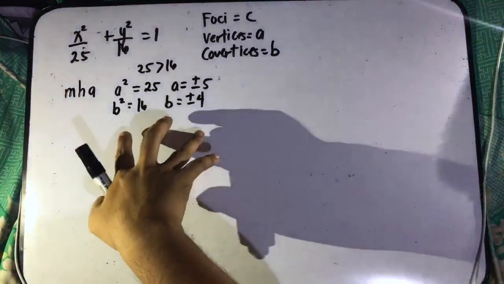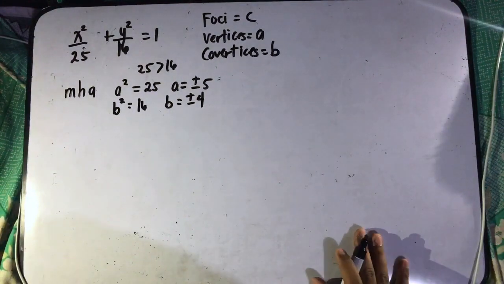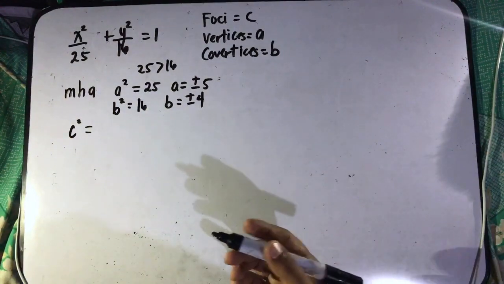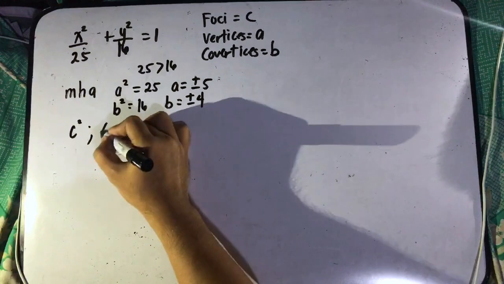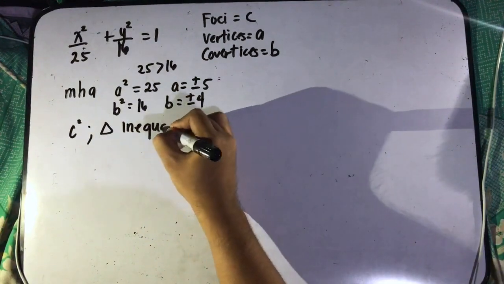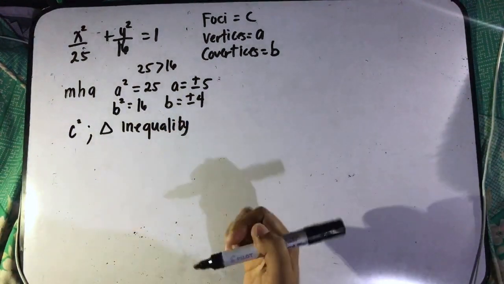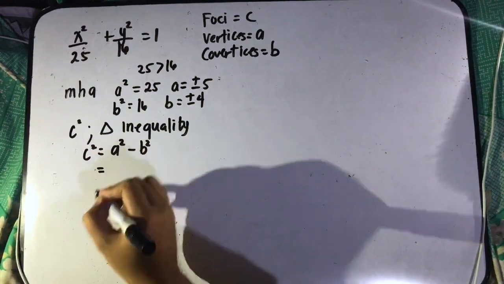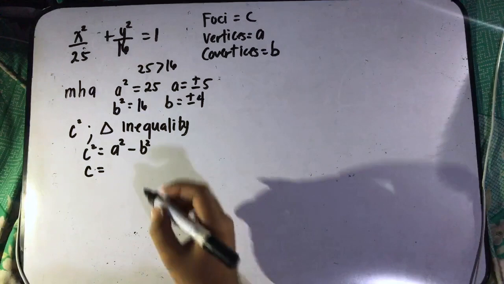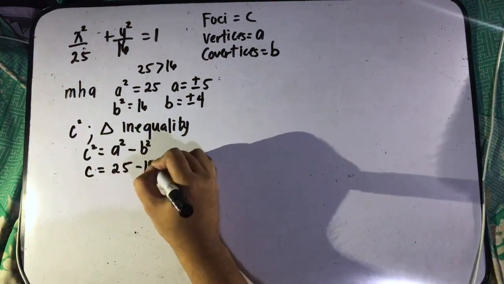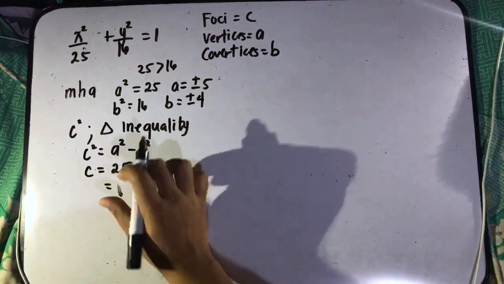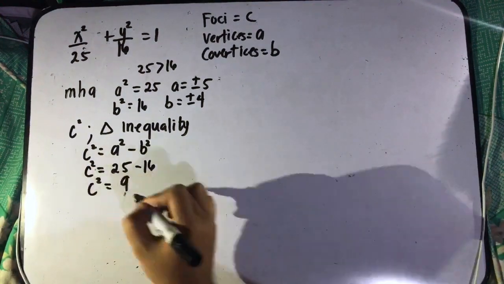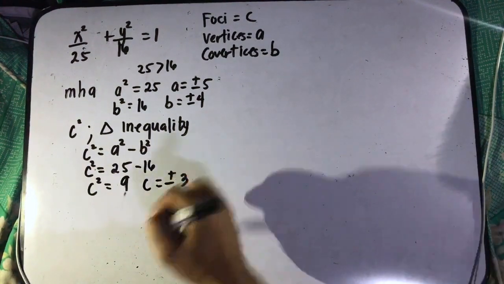Okay. So, if this is the case, we need to get c squared. So, how do we get c squared? In getting the c squared, we will be having the triangle inequality for ellipse. That c squared is equal to a squared minus b squared. Therefore, c squared is equal to 25 minus 16. And 25 minus 16 is 9. So, c squared is equal to 9. Therefore, c is plus minus 3.